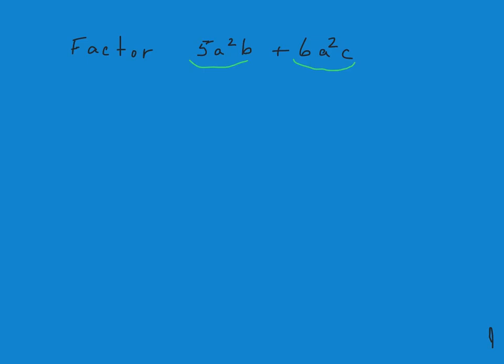The only thing I see in common is the letter a, and it happens to be squared in both terms. So our greatest common factor is a squared, leaving inside the parentheses 5b plus 6c. And that is as far as this problem can be factored. So that is our result for this factoring problem.